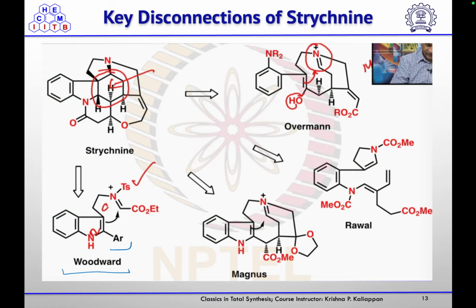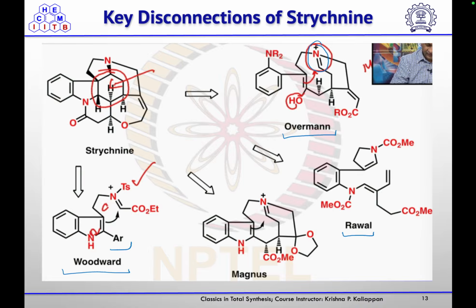Then Magnus also wanted to use this kind of Mannich reaction to complete the total synthesis. Then Overman again used this kind of Mannich system to complete the total synthesis, but Professor Viresh Rawal used a Diels-Alder reaction to complete the total synthesis of strychnine. So these are the key disconnections for this molecule which people used to complete the total synthesis.